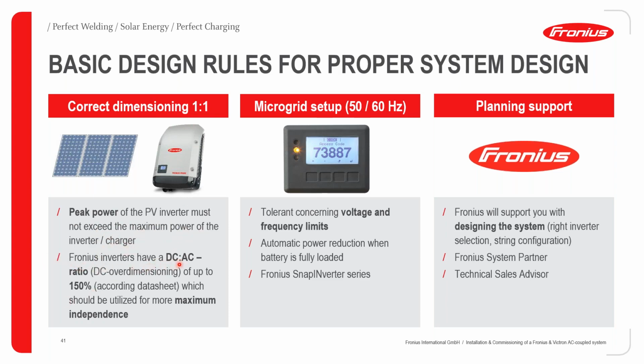Fronius inverters have a DC to AC ratio, DC over dimensioning, of up to 150%. However, please confirm with your datasheet, because, for example, the Fronius Eco only has an oversized compatibility of 140%, but the Fronius Symo can go up to 150%. And this again will ensure that you can utilize the inverter for the maximum possible duration to get the maximum output as possible.